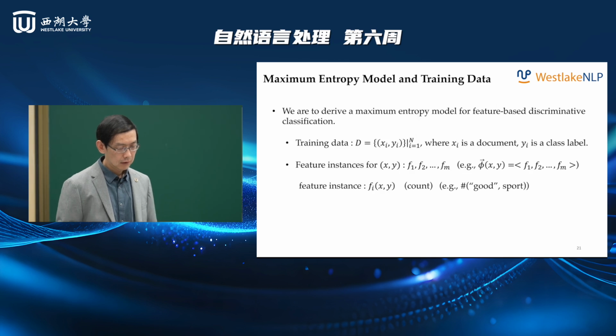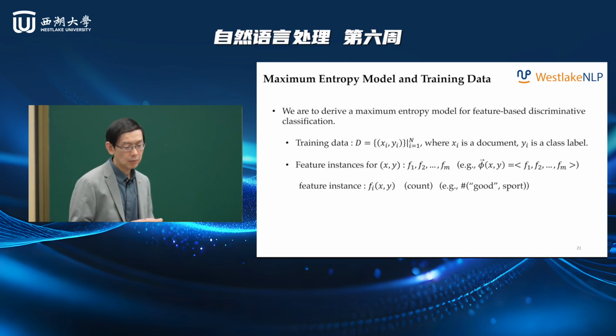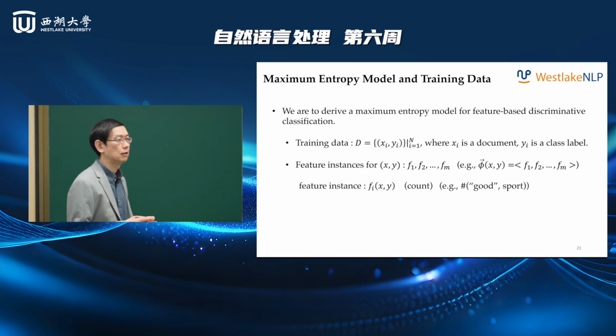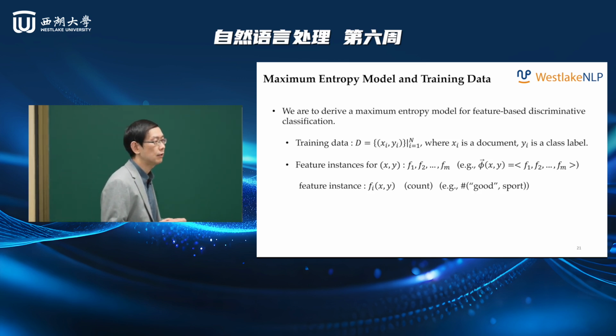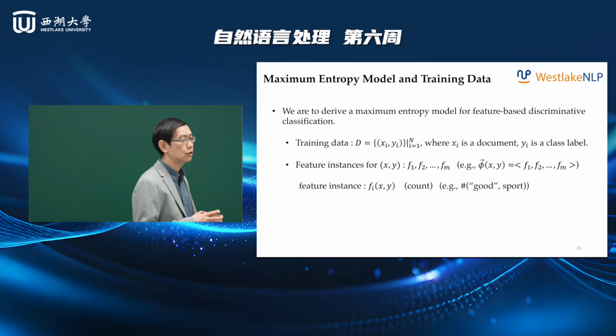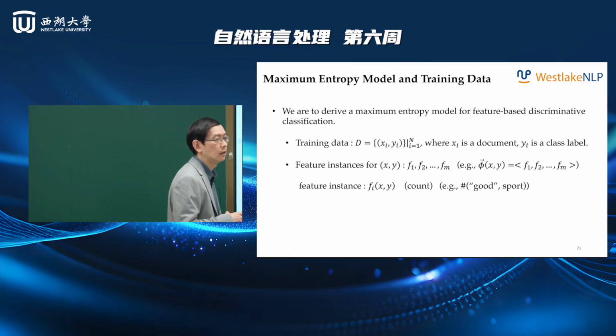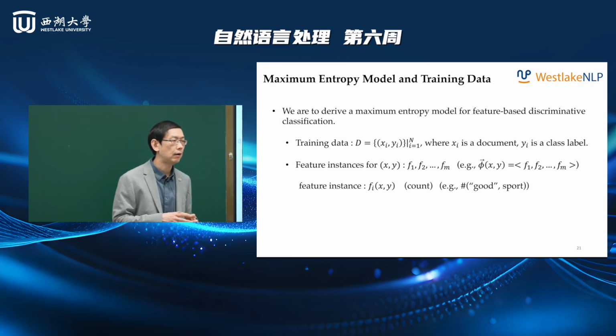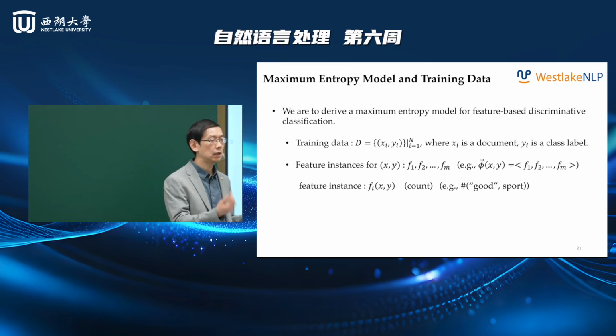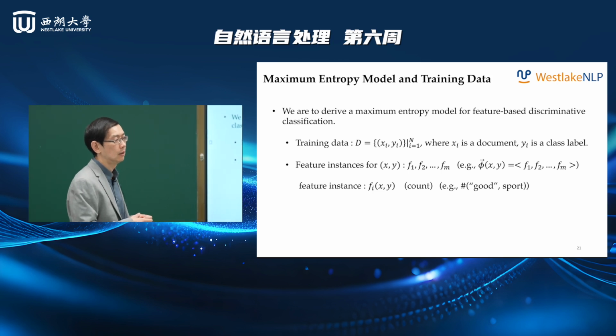All right. So the first step, our modeling target is P(y|x). Now we have a set of training data. The training data are capital N training examples. Each training example is a pair, x and y, document and class label.